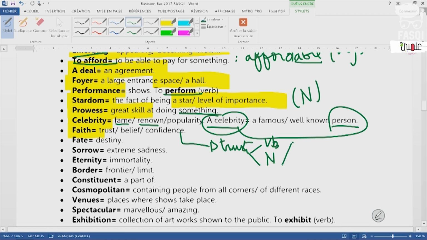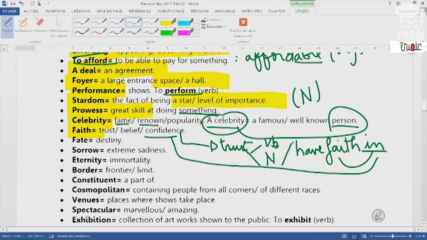But pay attention. For to have faith or confidence, you need the preposition in. Maybe this is a key word when you are, for example, filling in blanks. As well as confidence, it goes with this one too. Have confidence in. Good. And we talked about fate. That's fate, that you have nothing to do about because it's your destiny. That's something you maybe have no choice about.